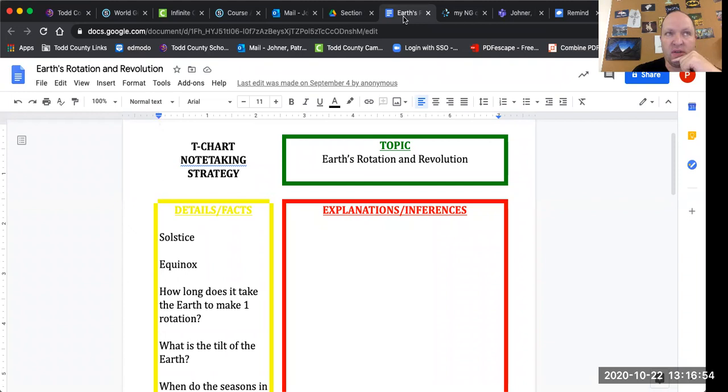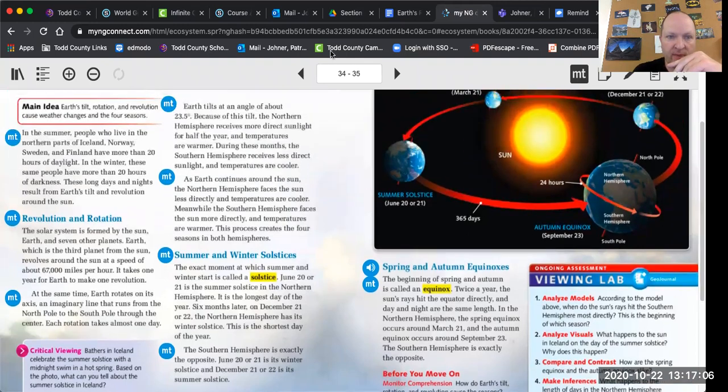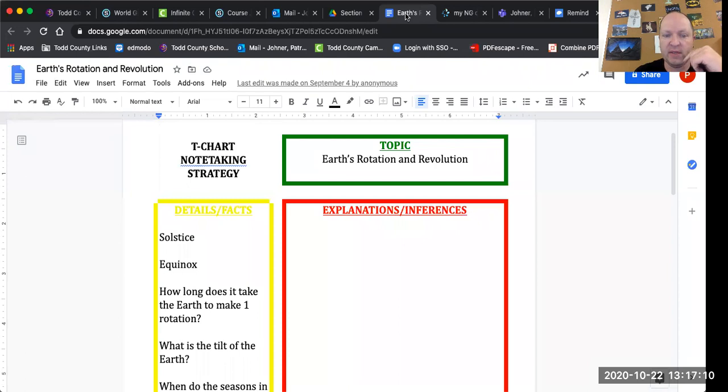What is the tilt of the Earth? Okay, the Earth doesn't sit straight up and down. If you look at a globe, it actually has a natural tilt to it. So you're gonna have to find out somewhere, if we look, there's tilt right in here. Tell me what it is.